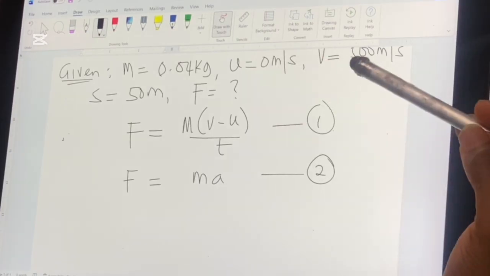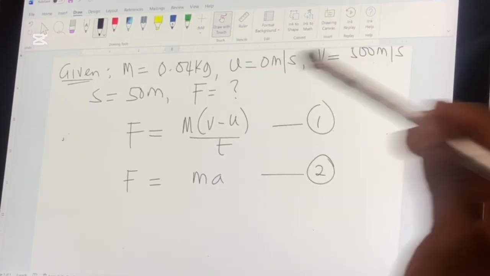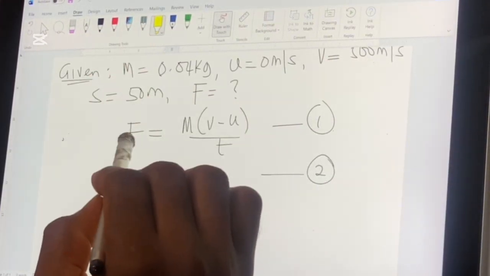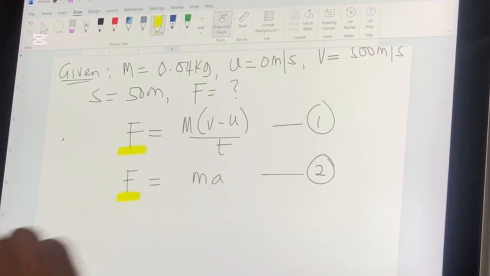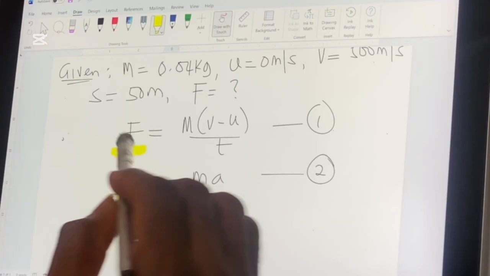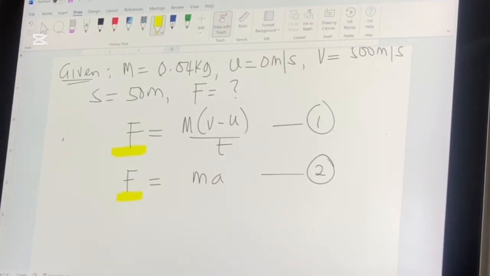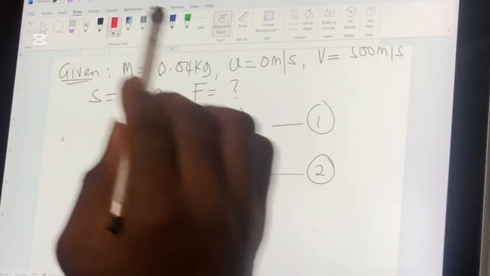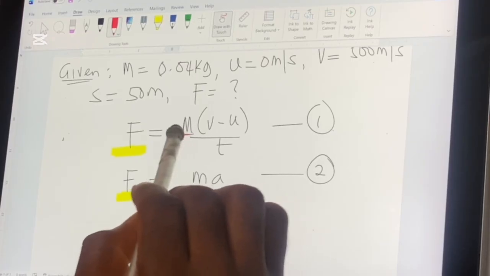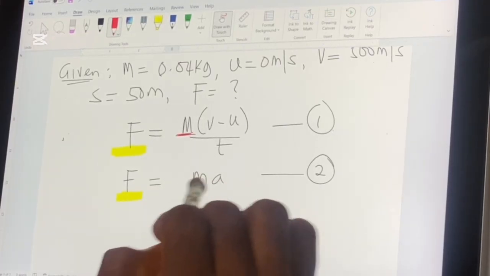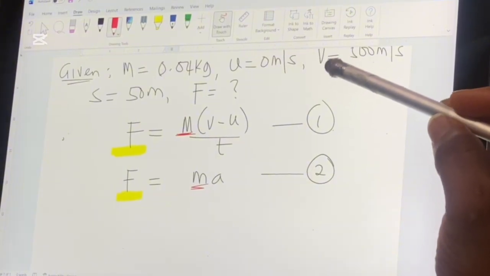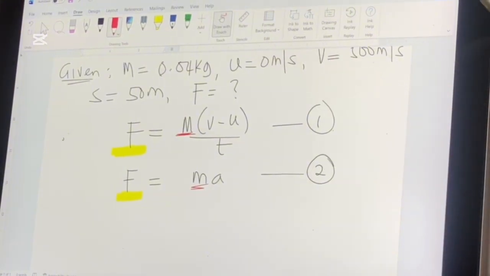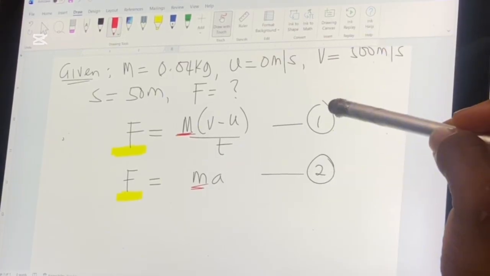Remember, we are asked to find force, and force is in equation 1 and also in equation 2. Now mass is in equation 1, also in equation 2. Class, if you look into these parameters here, we can use equation 1 or equation 2. Please take note.